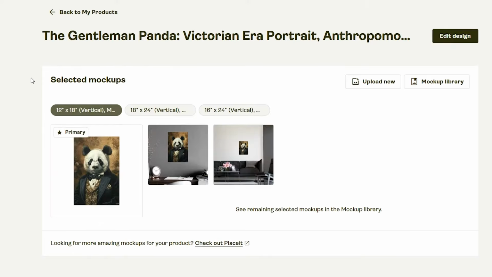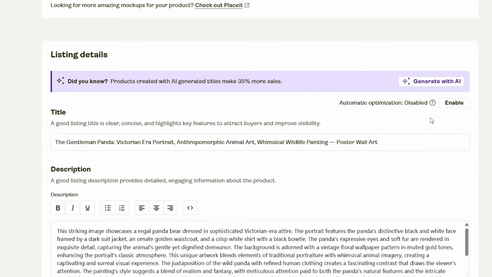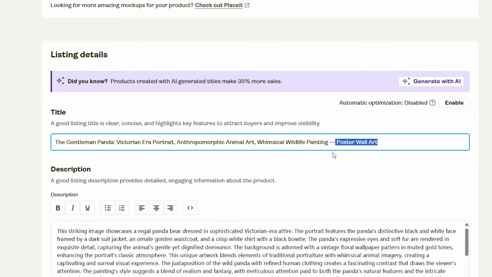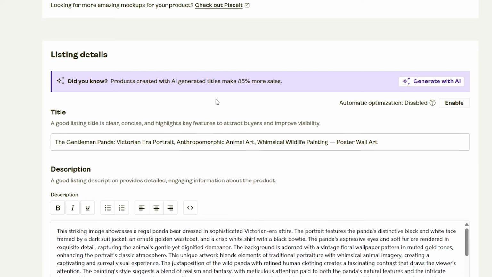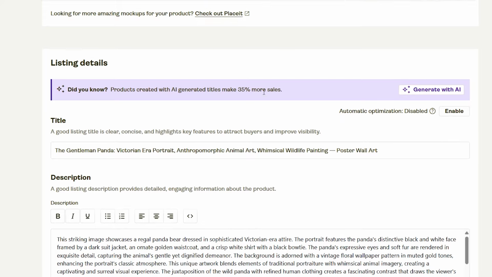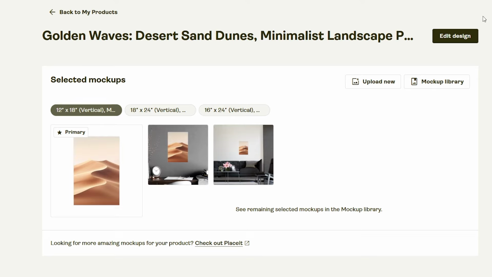Couple other quick examples that do follow these best practices. This one here, it's a classy portrait of a panda. Our SEO-optimized product title, it's no nonsense, it's straight to the point. It tells you it's a poster wall art piece featuring a gentleman panda, a Victorian era portrait, anthropomorphic animal art, whimsical wildlife painting. Same for this one here, similar concept.